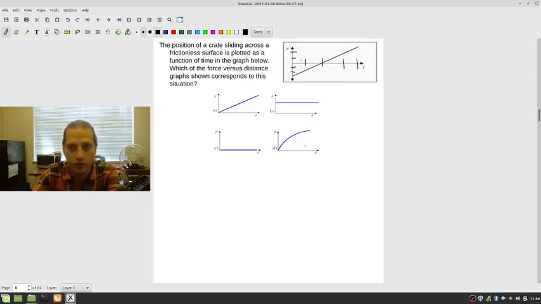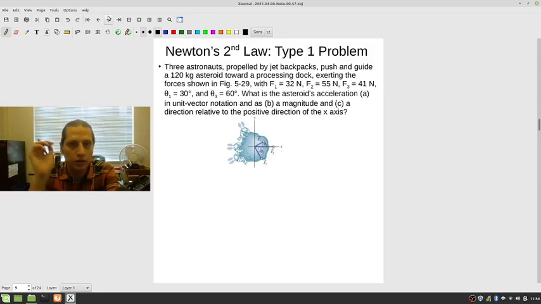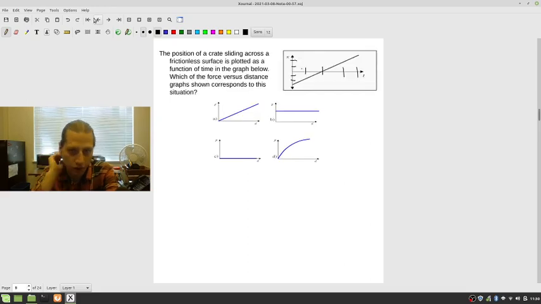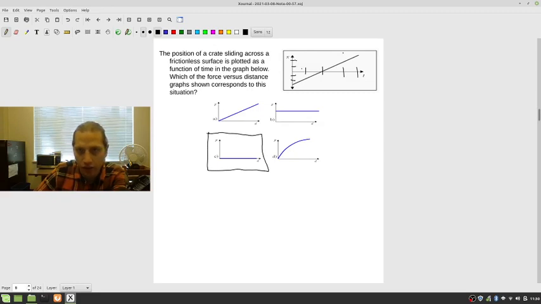Well, according to Newton's first law, it has to be this. This has a slope. It has some constant positive velocity, but that slope is not changing. Therefore, there is no net force.